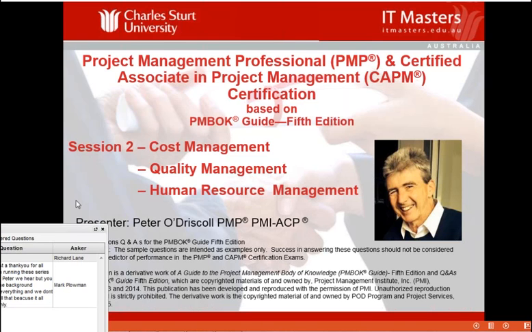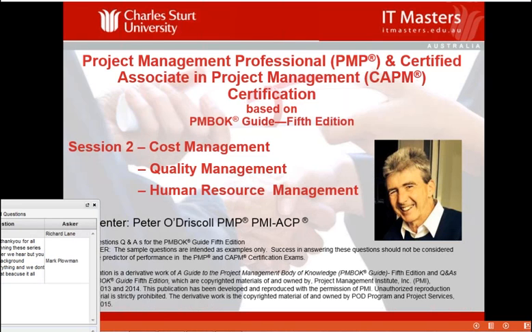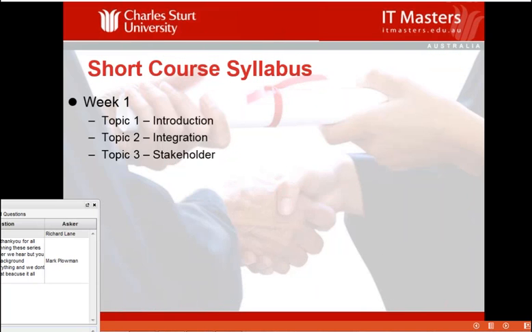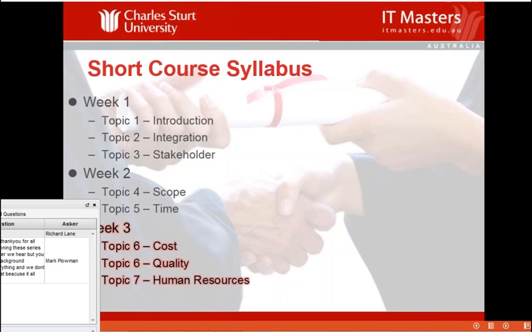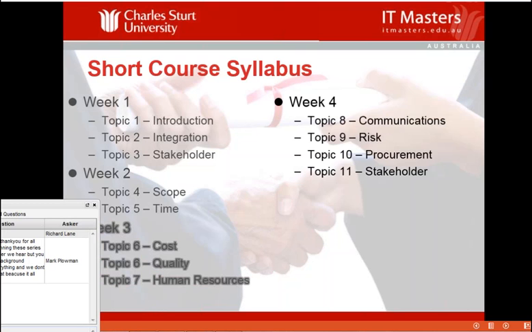So let's start off. The syllabus for the whole four-week course: weeks 1 and 2 we've covered already. We're now into week 3, and in week 3 we're going to cover cost management, quality management, and human resources. Then finally, next week we're going to cover communications, risk, procurement and stakeholders, and those of you who are going to sit the online test, that will take place in week 5.